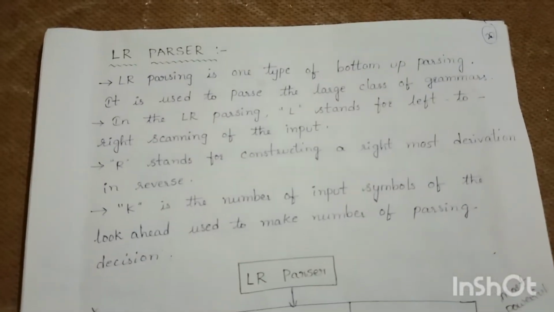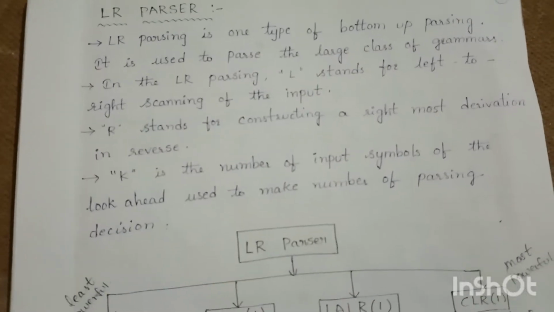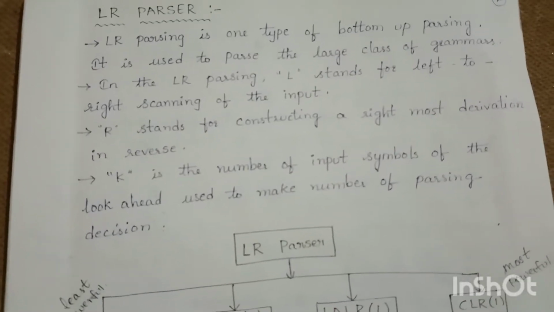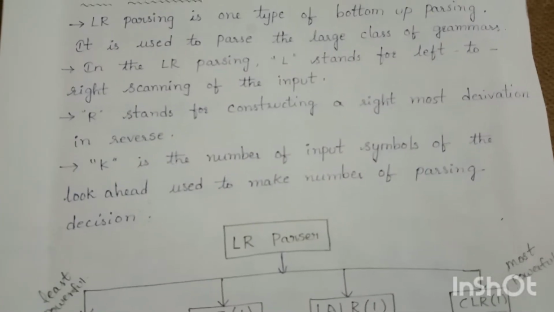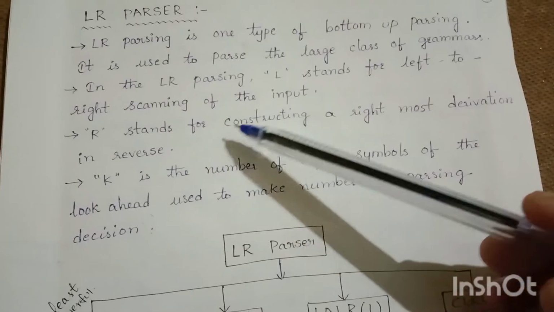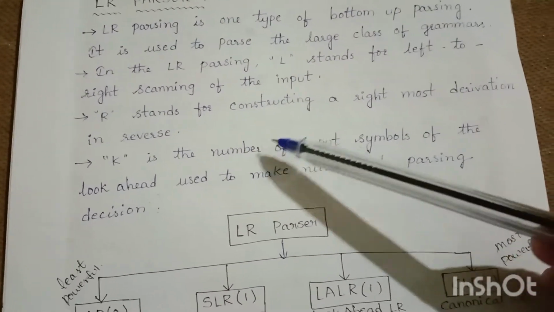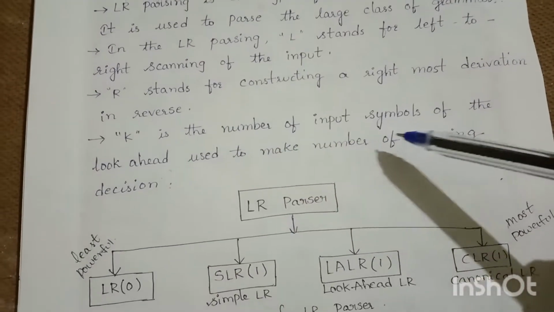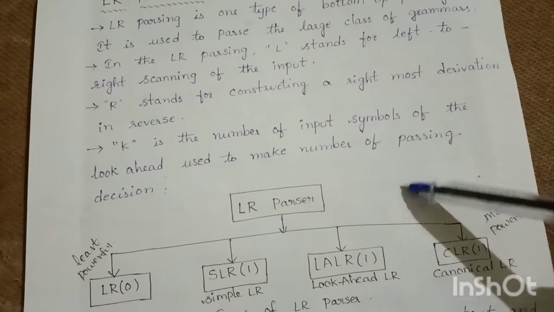LR parser. LR parsing is one type of bottom-up parsing. It is used to parse a large class of grammars. In LR parsing, L stands for left to right scanning of input and R stands for constructing a rightmost derivation in reverse. K is the number of input symbols of lookahead used to make parsing decisions.